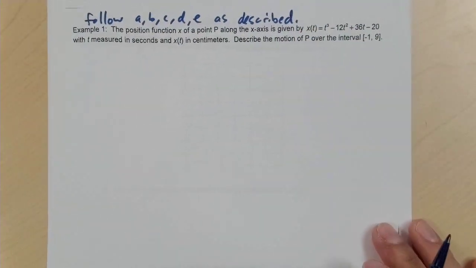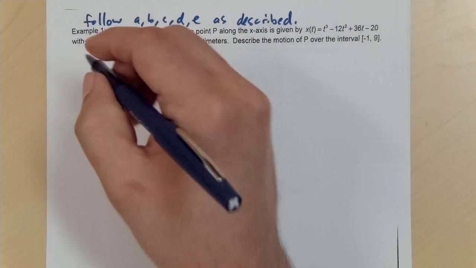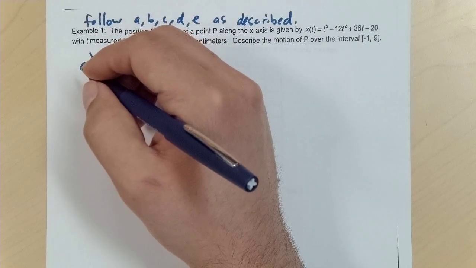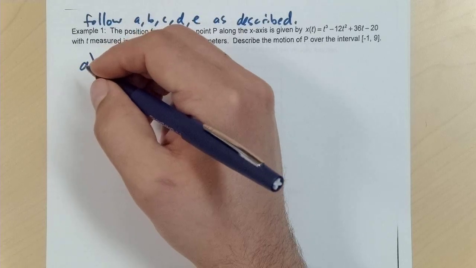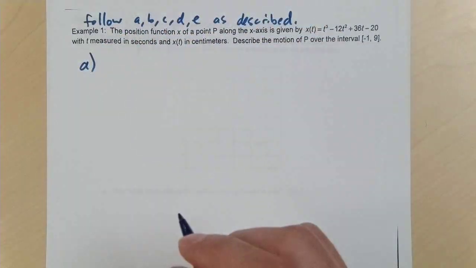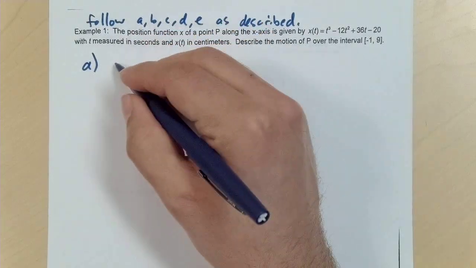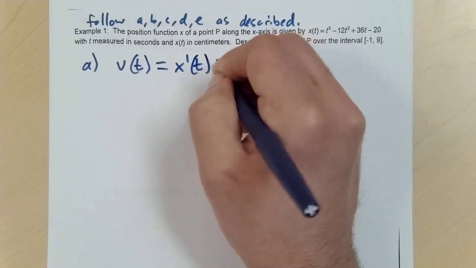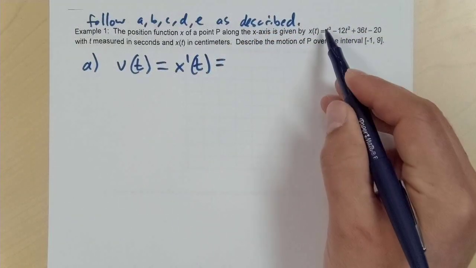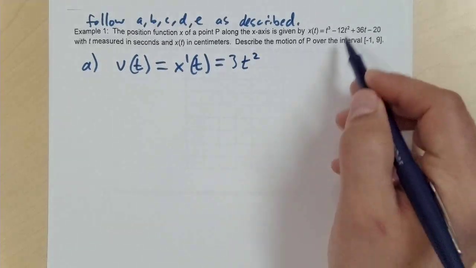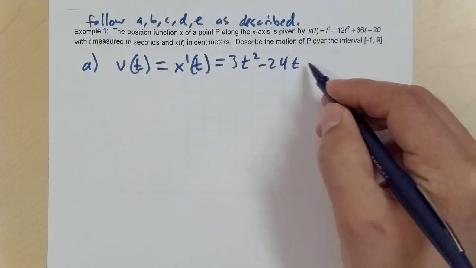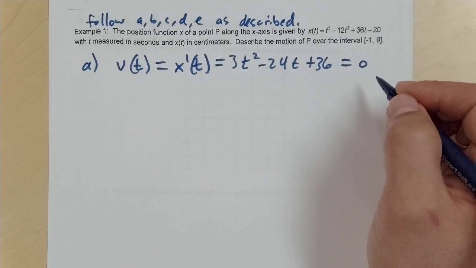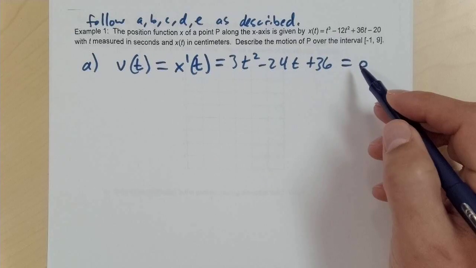First, Part A. To describe the motion, we're going to talk about times when the particle stops moving. To find that, we find the velocity. We know velocity is just the first derivative of position. Looking at our position function, we take the derivative, and that's going to be 3t squared minus 24t plus 36. Now we set that equal to 0, because we want to know when the velocity equals 0.